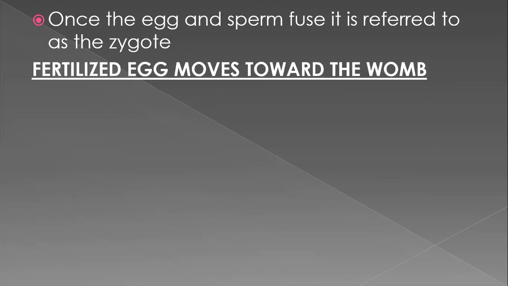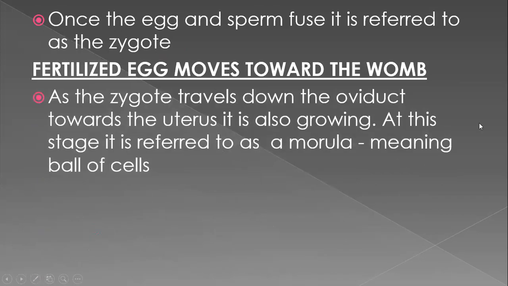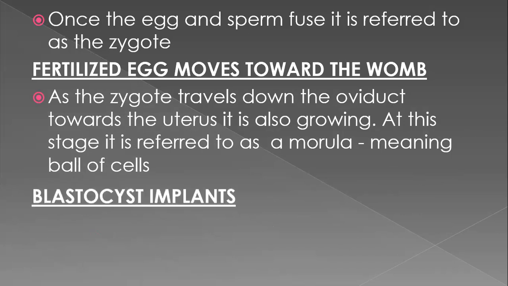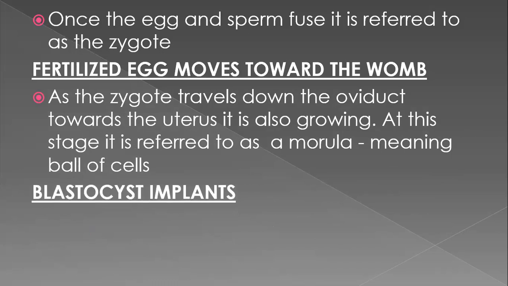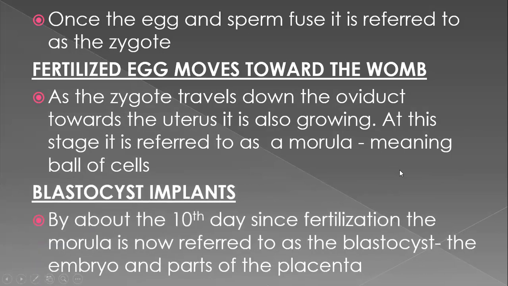Fertilized egg moves toward the womb. Here's the next stage, bold and underlined for assignment 3. As the zygote travels down the oviduct toward the uterus, it is also growing. At this stage, it is referred to as a morula, meaning ball of cells. Blastocyst implants, next stage. By about the 10th day since fertilization, the morula is now referred to as the blastocyst, the embryo and the parts of the placenta.